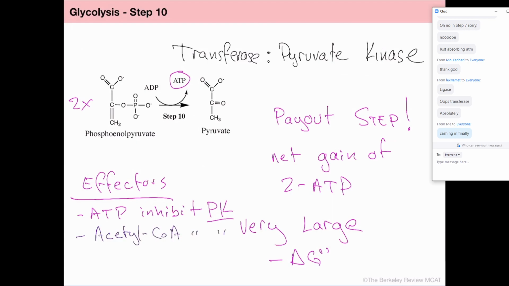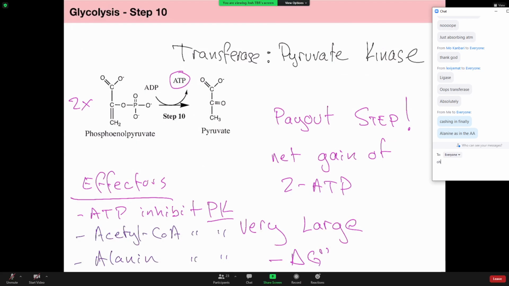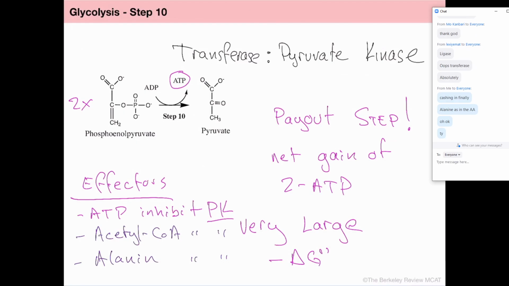Inhibits. Alanine does. Inhibits, right? And it turns out that, yeah, alanine's an amino acid. And that's because alanine is the amino acid counterpart of pyruvate, right? So alanine is actually synthesized from pyruvate.